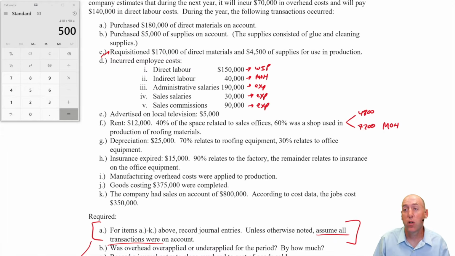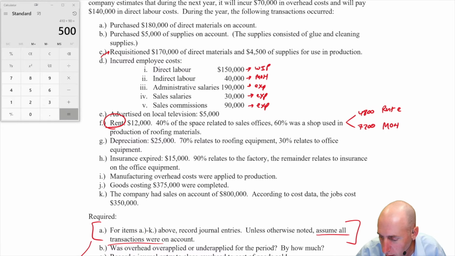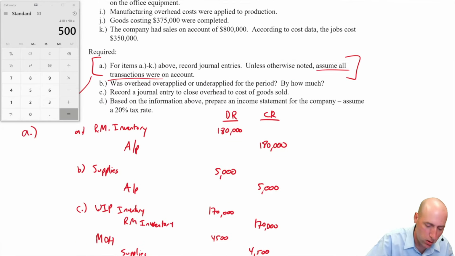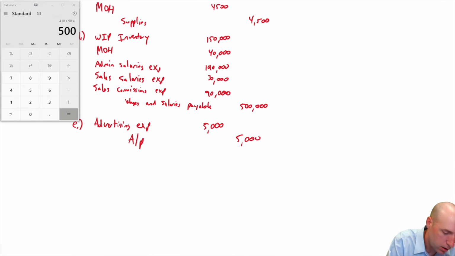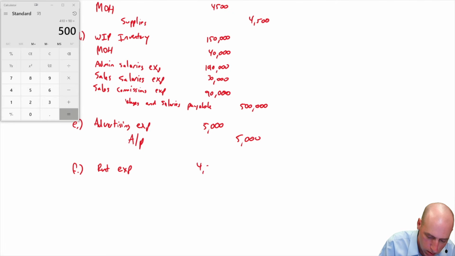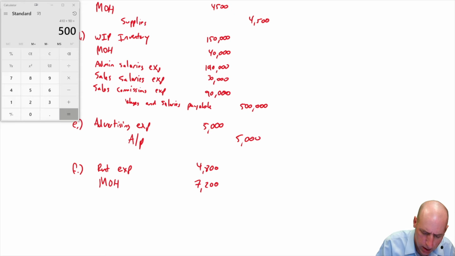The 4,800 goes to whatever the expense is. And in this case, the expense is rent. So we're going to debit rent expense. Let's do it. Rent expense for 4,800. Overhead for 7,200. And the total there is $12,000.